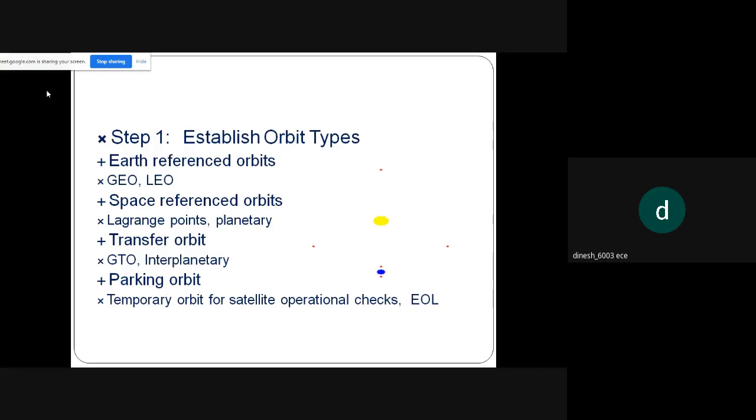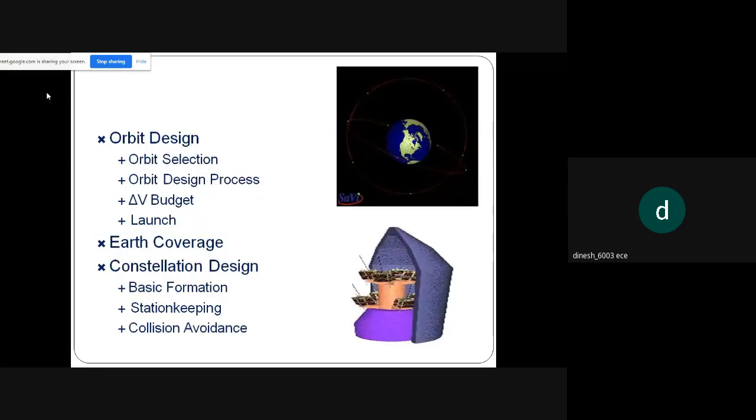So establishing an orbit types depends upon geo, LEO, transfer point, parking point, temporary orbit for satellite operational takes, establishment of orbital selection, and so many. So orbit selection, orbit design process, the financial budget, launch, the Earth coverage of that particular orbit, constellation design, basic formation, station keeping, collision avoidance is a major factor in the design.